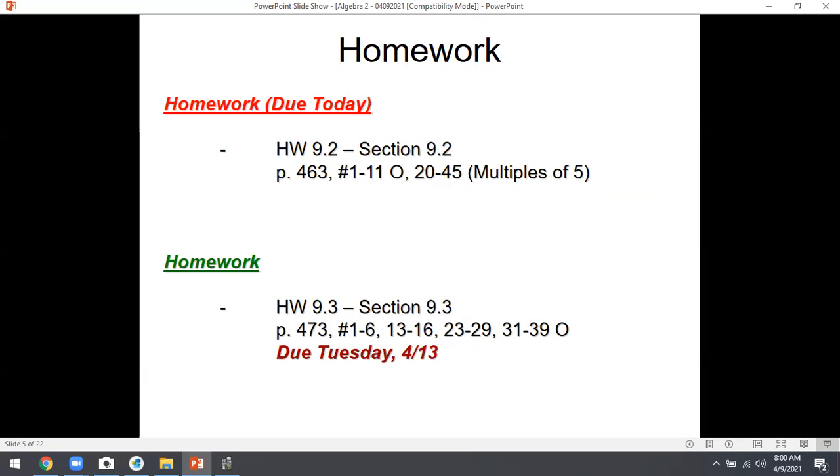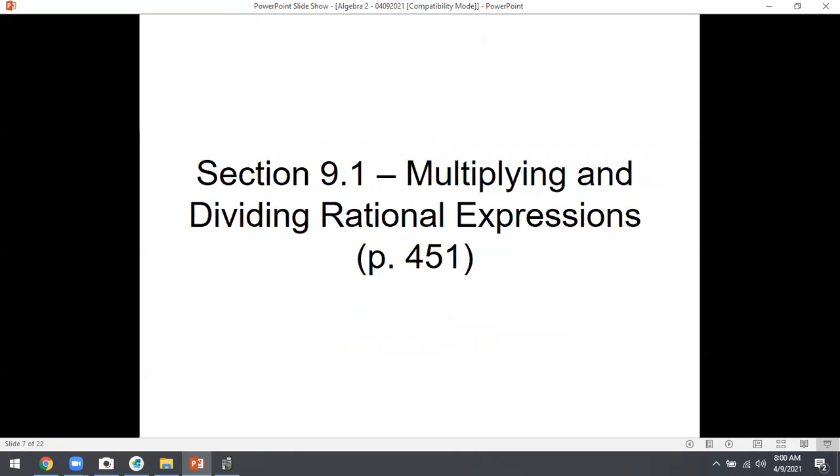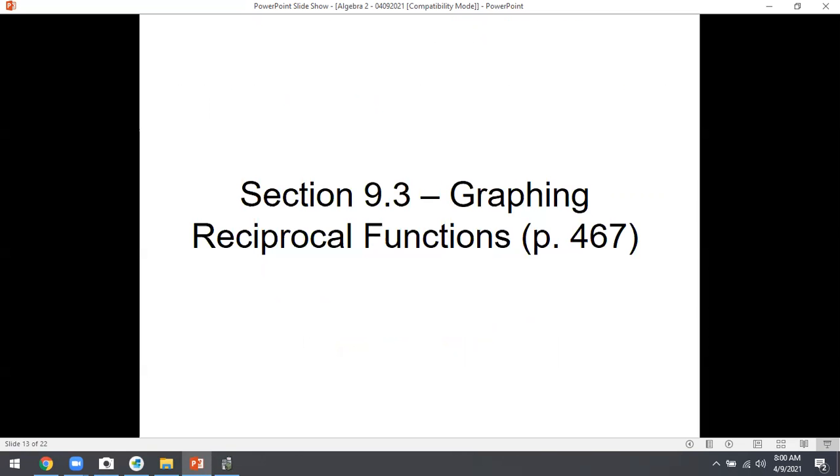Might want to get your calculators out too, because it's a graphing day, so we're going to graph things, and never a bad idea to practice plugging things into our calculator. Again, this is 9.3, called graphing reciprocal functions. And before I even show you the graph, maybe I want to just take a second to tell you why the graph might be the way it is.